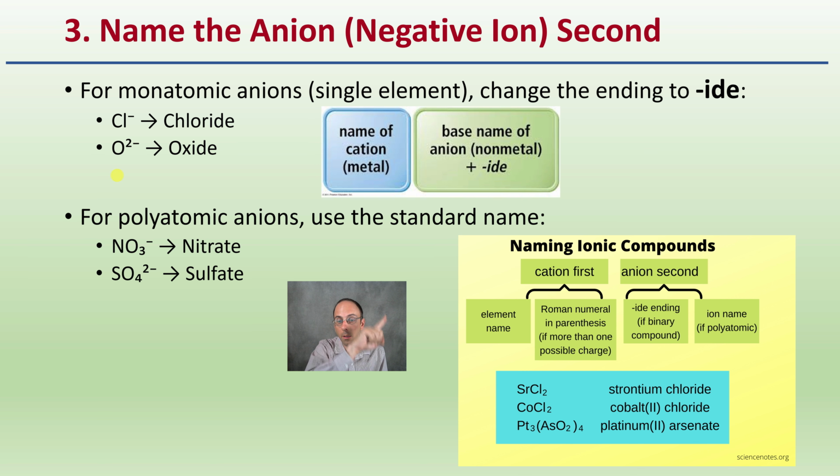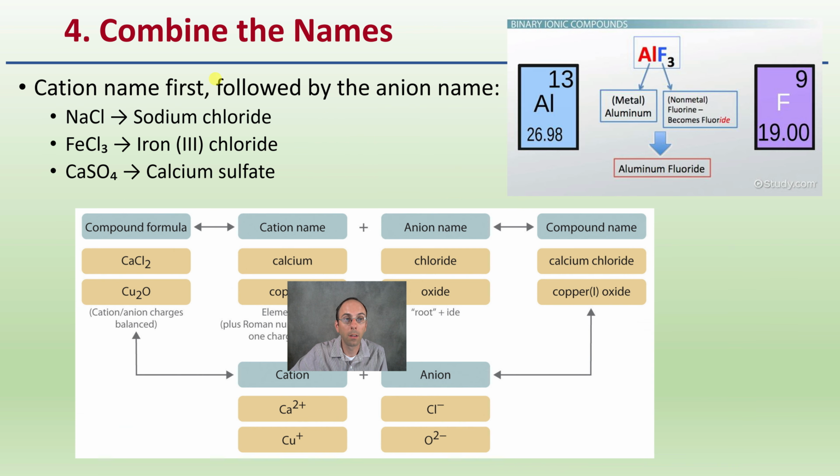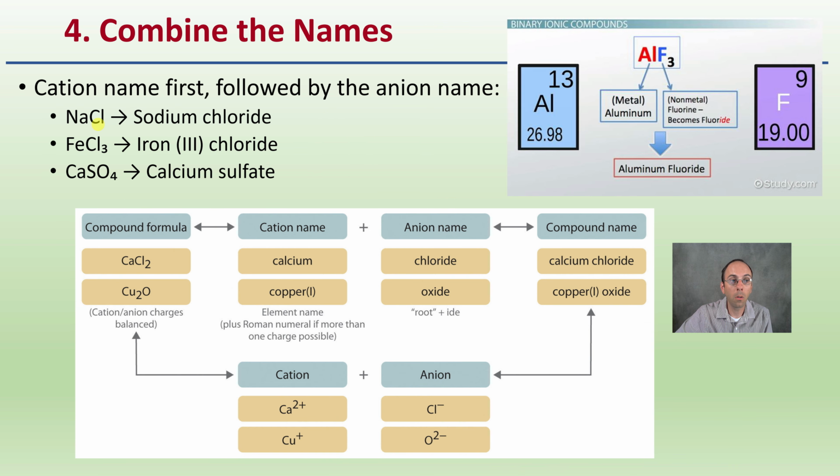So hopefully you're starting to see the building here. We start with the cation: do we just use the element name, or do we use Roman numerals if there's a possible change in charges? For our anion, it ends in "ide" if it's a binary compound, or we simply use the ion name if it's polyatomic. Then we simply combine the names, with the cation named first, followed by the anion. So NaCl would be sodium chloride, FeCl3, iron(III) chloride, CaSO4, calcium sulfate, because SO4 is a polyatomic ion. So you can see how all these individual components come together to generate the name of these ionic compounds.